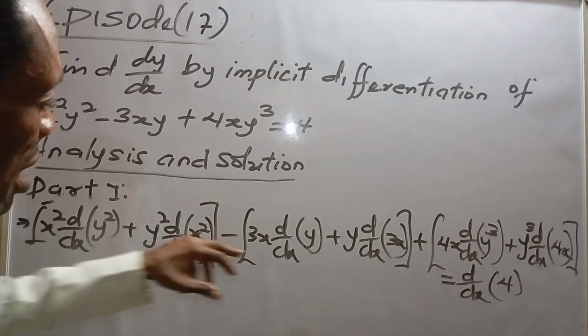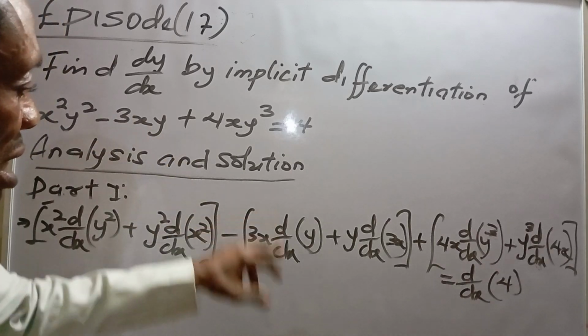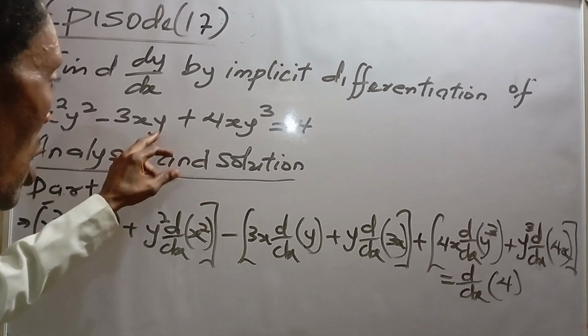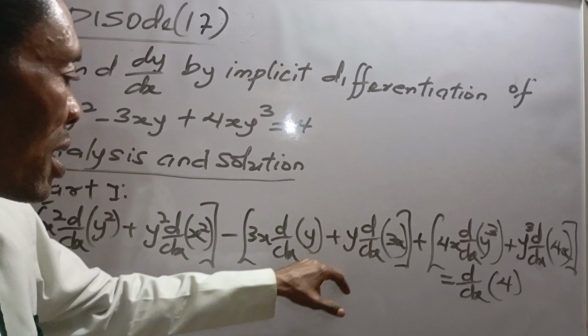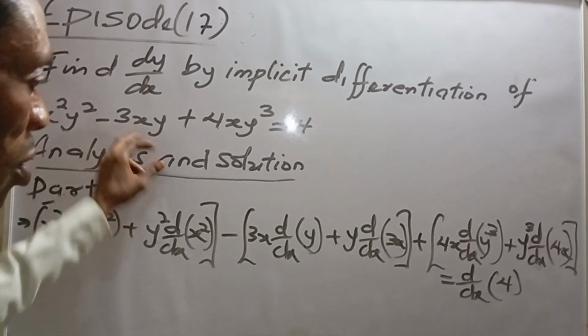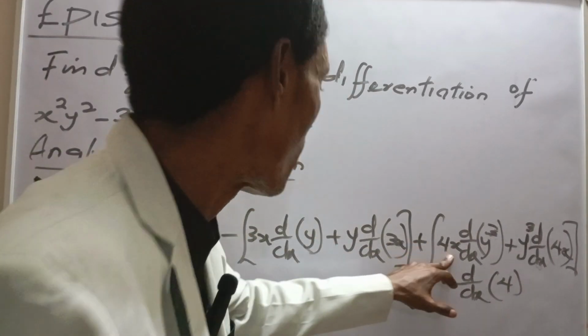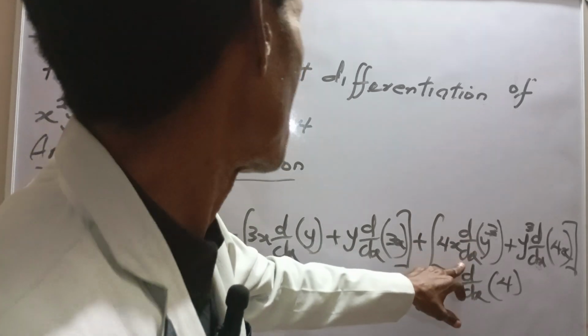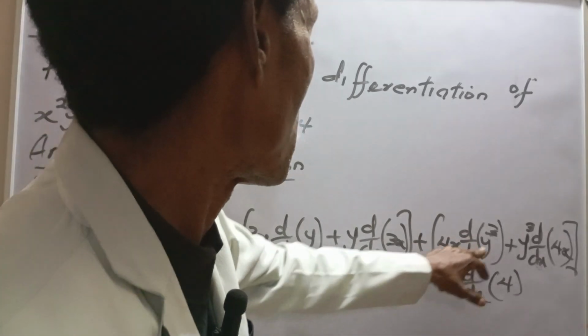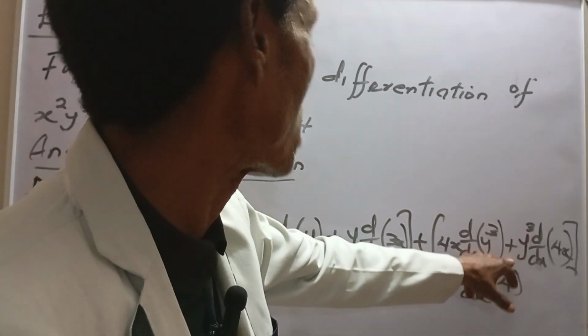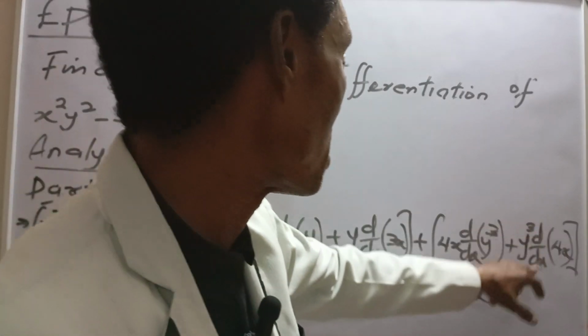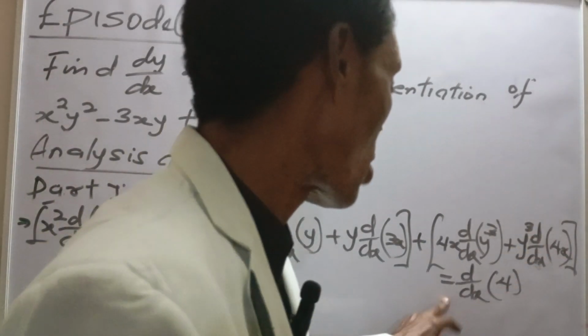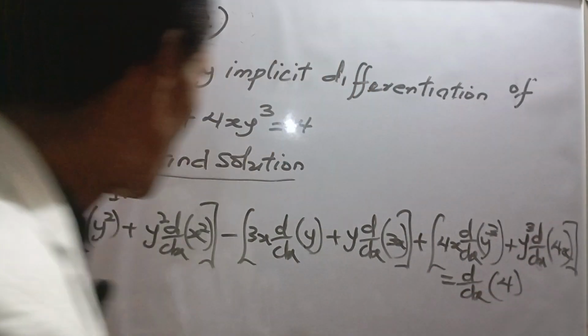So here now is 3s, you hold down 3s, then d/ds of y, plus you hold down y, then you have d/ds of 3s. You are done with this. Then plus, you hold down 4s, d/ds of what? y index 3, plus you hold down y index 3, then d/ds of 4s. They are equal to d/ds of constant. So that is just it.